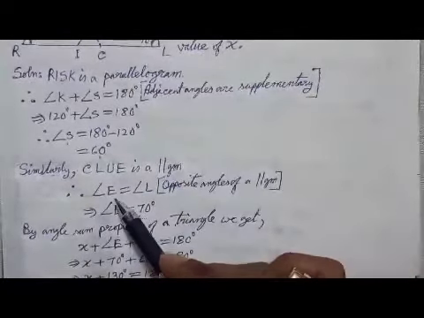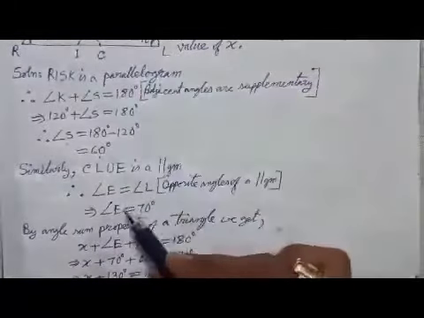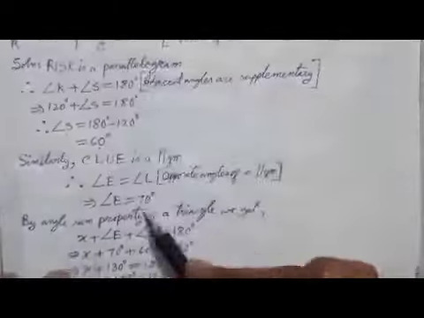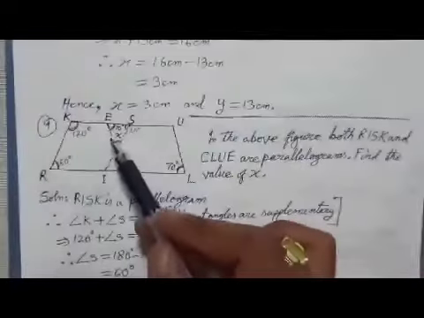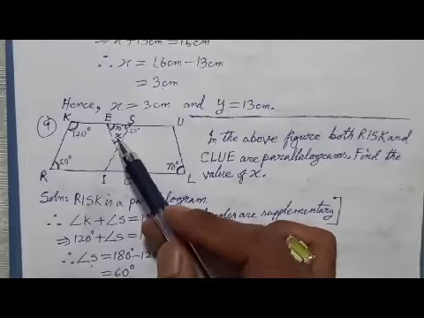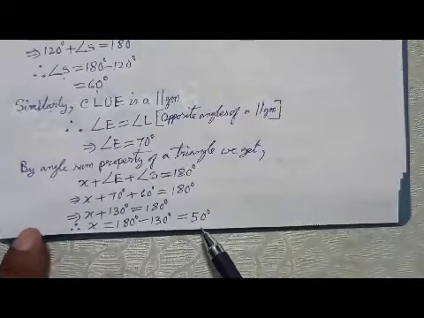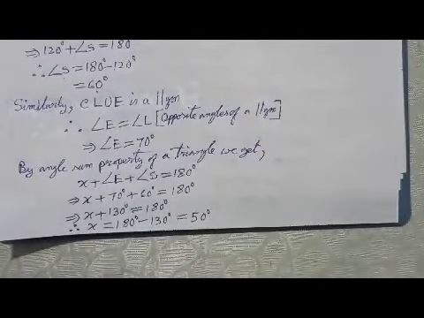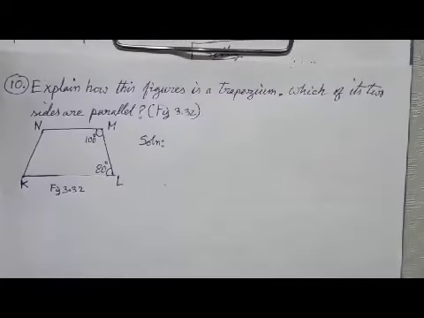Then in the parallelogram CLUE, angle E and angle L are opposite angles, so they are equal. That means angle E is 70 degrees. Then in this triangle we use the angle sum property of a triangle to find x. Then the answer is 50 degrees. Understand or not? Not so tough. Okay, now let's go to the next question.